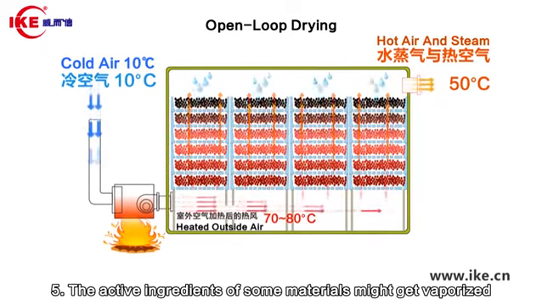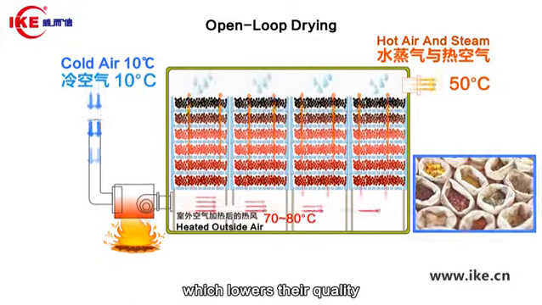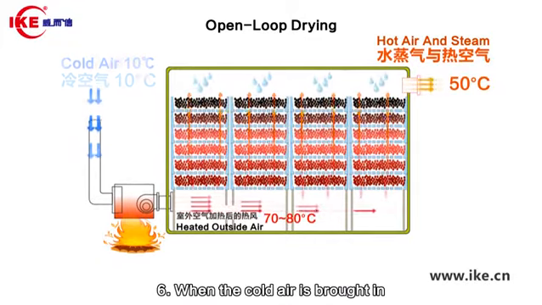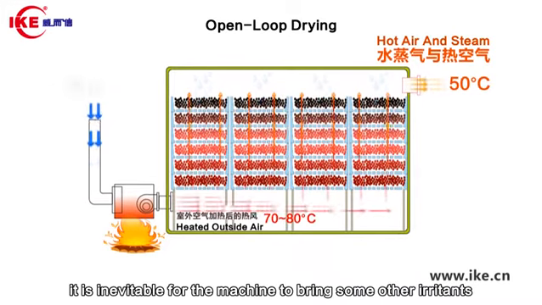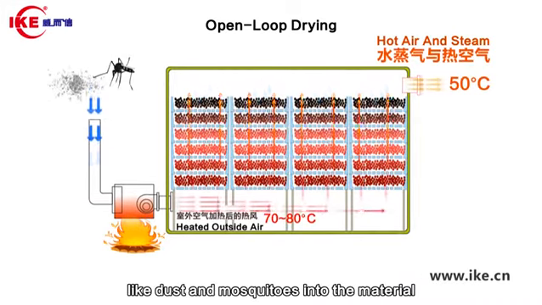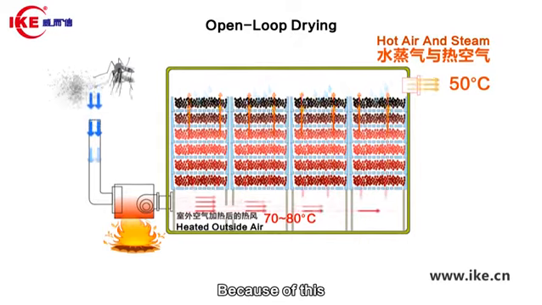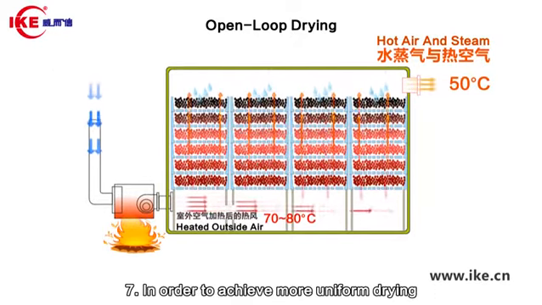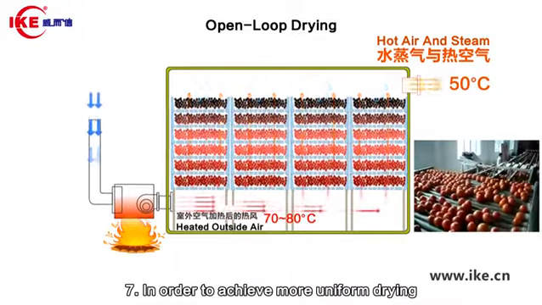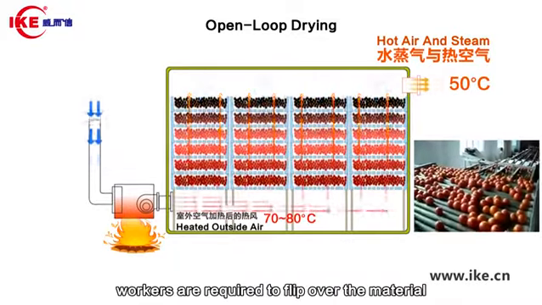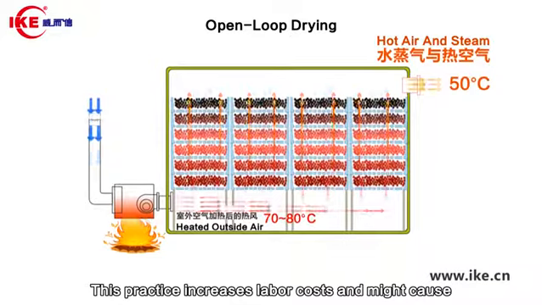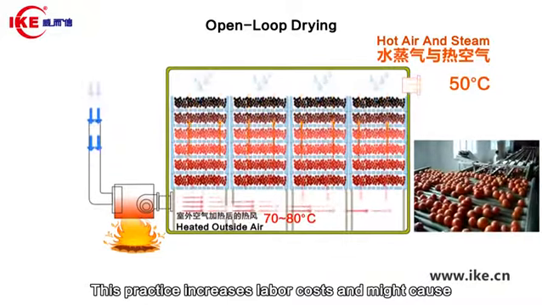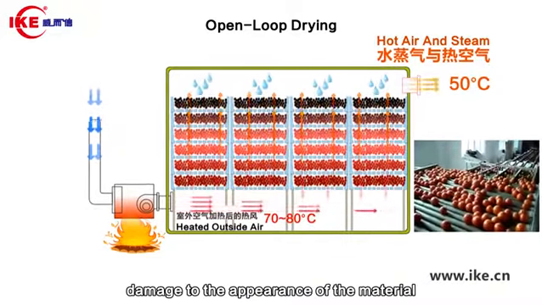Fifth, the active ingredients of some materials might get vaporized during the drying process, which lowers their quality. Sixth, when the cold air is brought in, it is inevitable for the machine to bring some other irritants like dust and mosquitoes into the material. Because of this, it is impossible to maintain a very sanitary condition. Seventh, in order to achieve more uniform drying, workers are required to flip over the material. This practice increases labor costs and might cause damage to the appearance of the material.